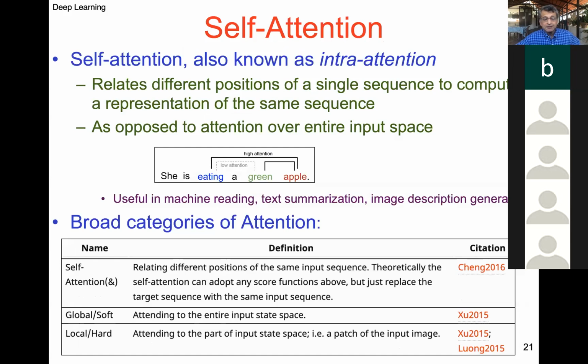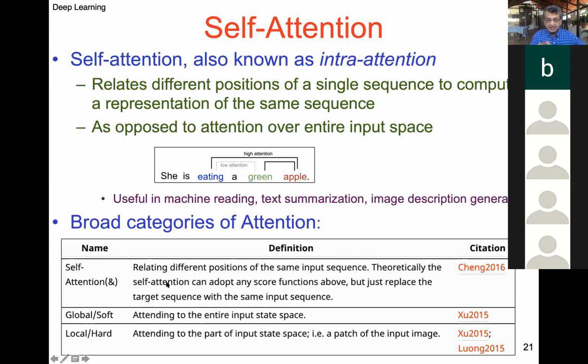Self-attention seems to crop up again and again when you're studying attention. Self-attention is also known as intra-attention. It relates different positions of a single sequence to compute a representation of the same sequence. So it is obtaining some kind of a representation of this sequence and saying what is the relative importance of word to word, apple, green, and eating. Self-attention: relating different positions of the same input sequence.